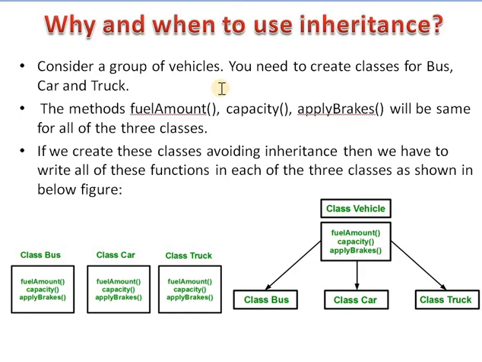We know that in C++, inheritance is a process in which one object acquires all the properties and behaviors of its parent object automatically. And there are two terms in C++: subclass and superclass. Subclass means derived class or child class, and superclass means parent class. Consider this example for the inheritance concept.